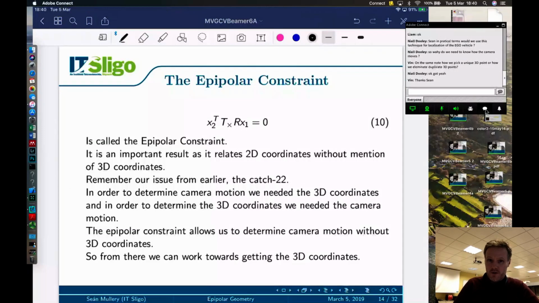So this important solution here is called the epipolar constraint. It constrains the x1 and x2 and the translation and the rotation, and this is related to that plane that we saw in the diagram. It's an important result as it relates 2D coordinates without mention of the 3D coordinates. Remember our issue from earlier, which was the catch-22. In order to determine the camera motion, we need the 3D coordinates, and in order to determine the 3D coordinates, we needed the camera motion. The epipolar constraint allows us to determine camera motion without the 3D coordinates. So from there, we can work towards getting the 3D coordinates.